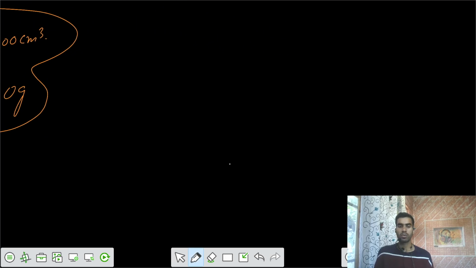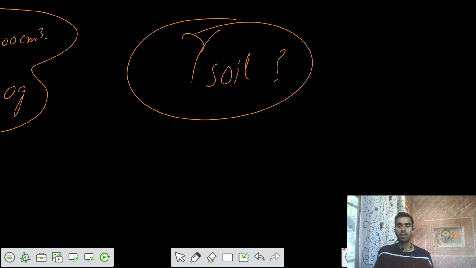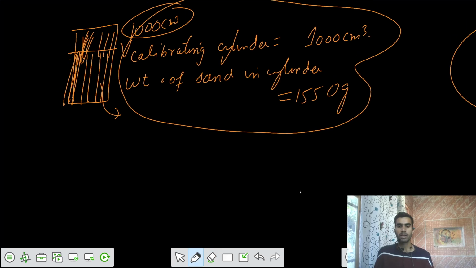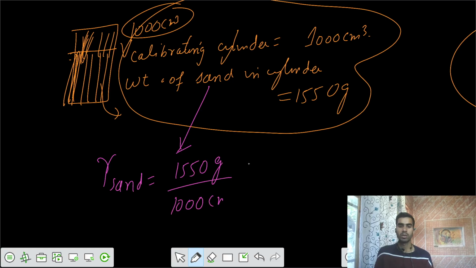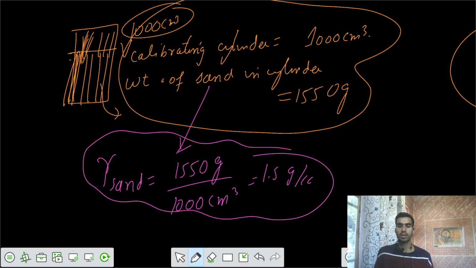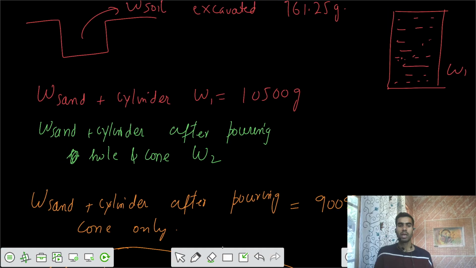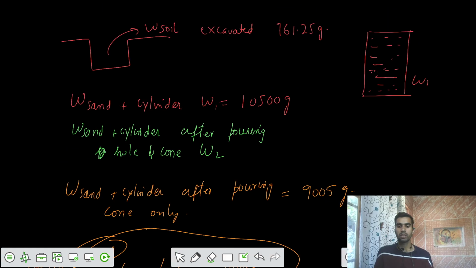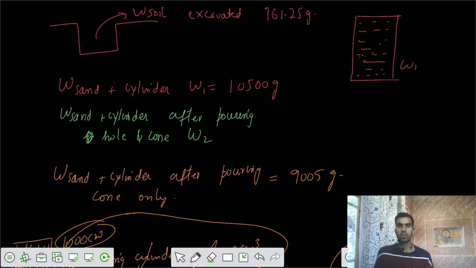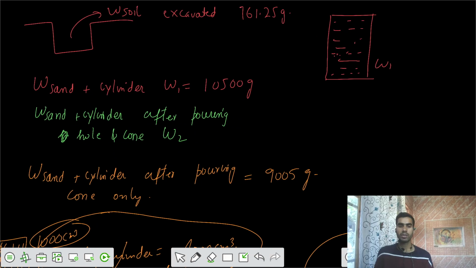The final problem is to get the unit weight of the soil. From this statement, we can get the density of the sand. Your density of the sand would be 1550 grams per 1000 centimeter cube, so that's actually 1.55 gram per cc. This is your unit weight or density of the sand. So we got one part, and from these three statements, we can say what is the weight of the sand inside the hole. Let's try to get that solution.